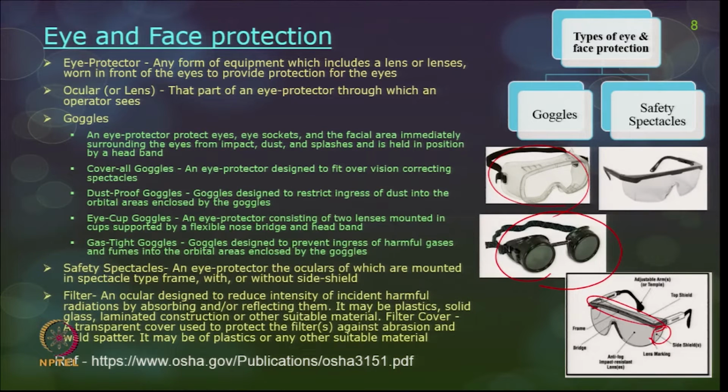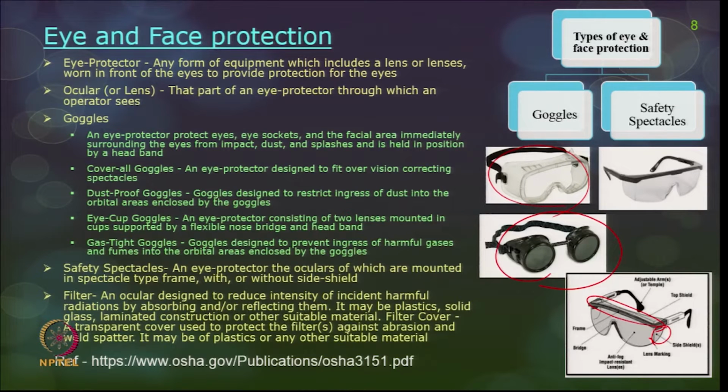And the filter can come in so many varieties. An ocular designed to reduce intensity of the incident harmful radiations by absorbing only few of the radiations and then reflecting many of them. That is primarily called a filter. It can be in plastics, solid glass, laminated construction or other suitable material. And filter cover. Whenever you are using a filter, there should be a filter cover.